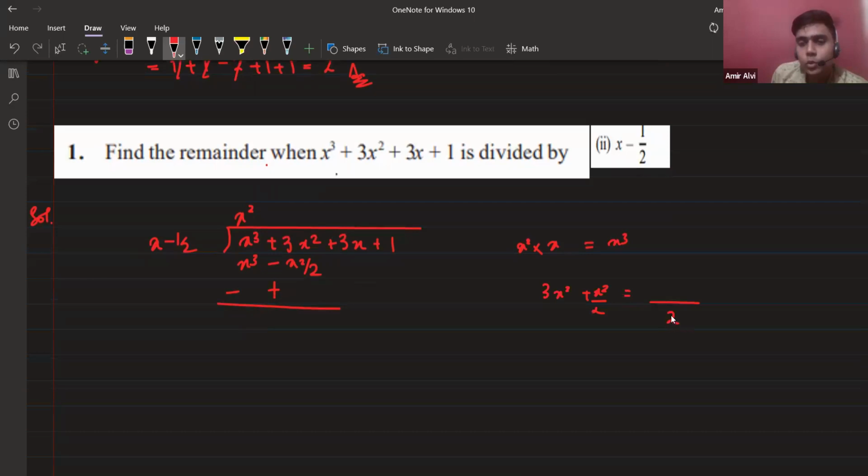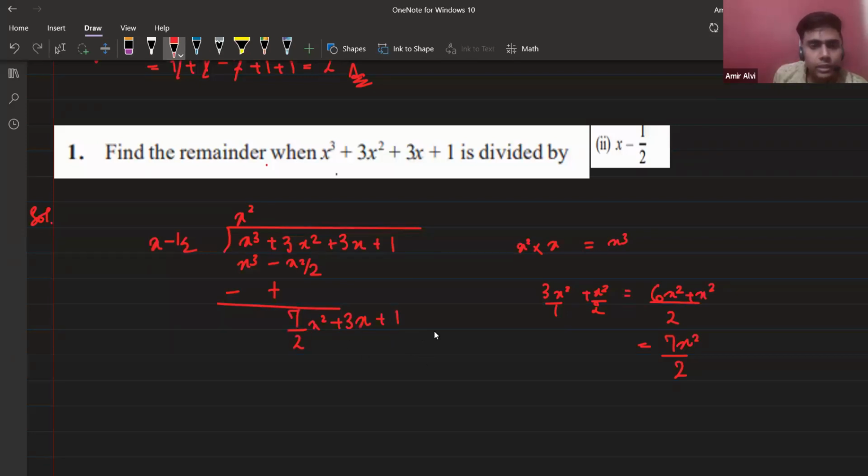Take the LCM. 2 will be the LCM because 1 is there. So 1 into 2, and 2 into 3 is 6x square, plus x square will remain, because 2 divided by 2 is 1 and 1 into x square is x square. So 7x square by 2. Yes or no? So 7 by 2 x square plus 3x plus 1.